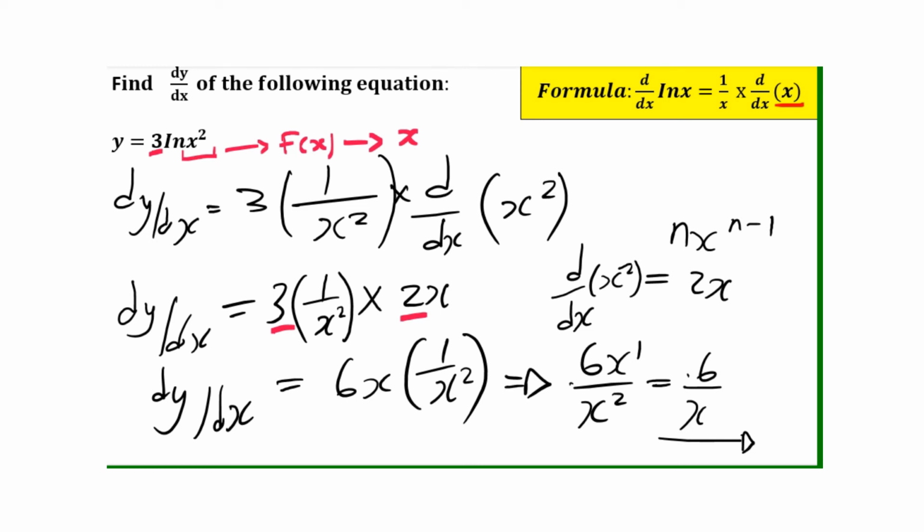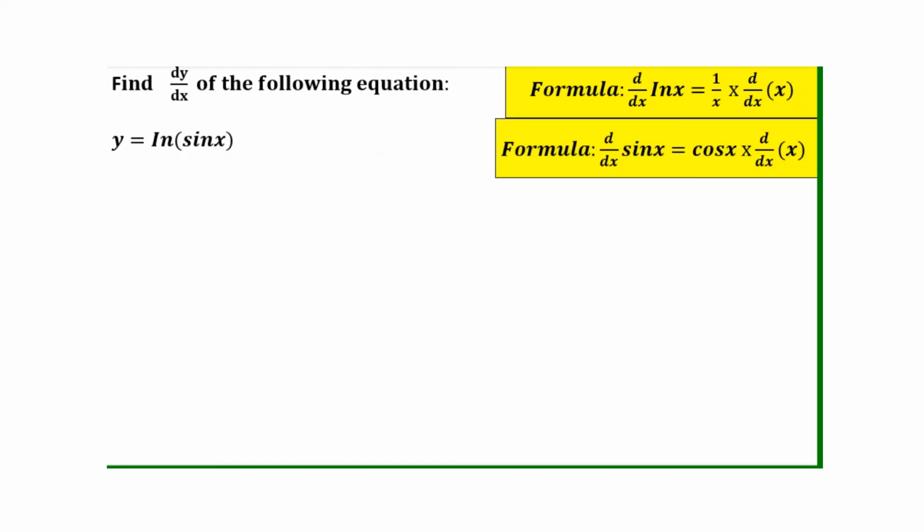over x squared, and then from there you divide 6x over x squared, then you're gonna get 6 over x, because when you divide the powers of the same base, you subtract the exponent. That's the exponential rule. So let's move to the next example.